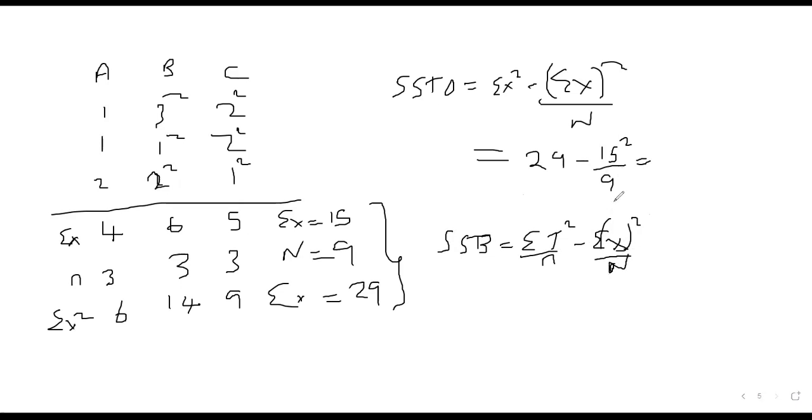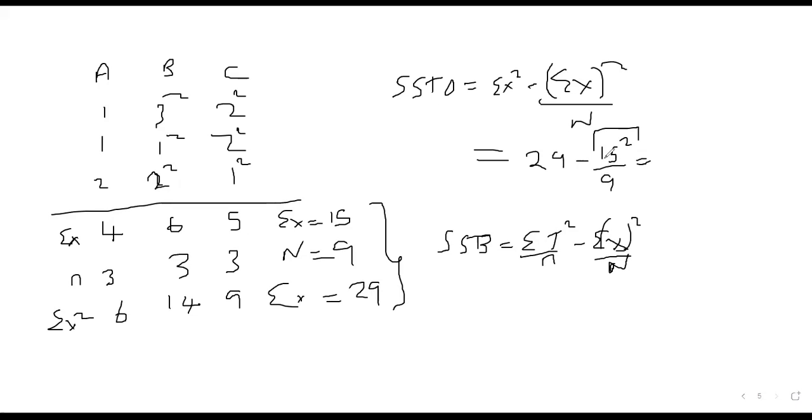Confirm? So meaning this is 4. 225 divided by 9. We are subtracting 29, isn't it? Yes. 29 minus 25 is 4. You're correct. This is 4.